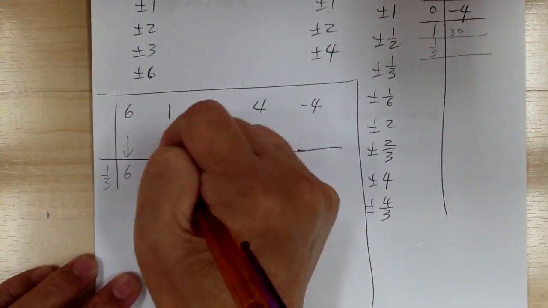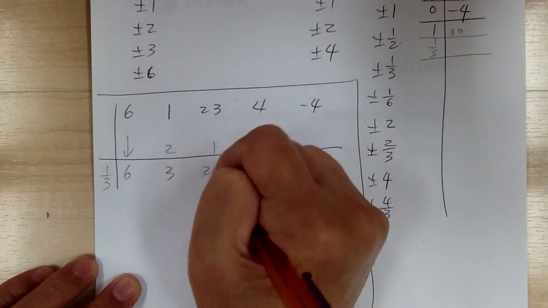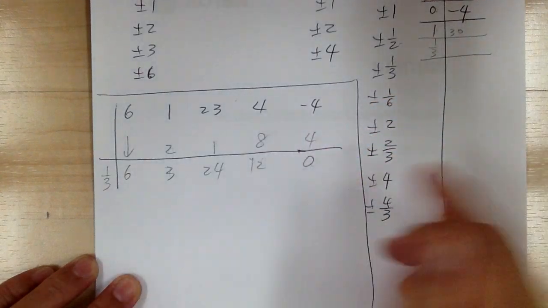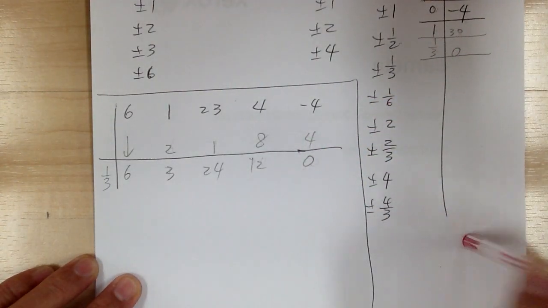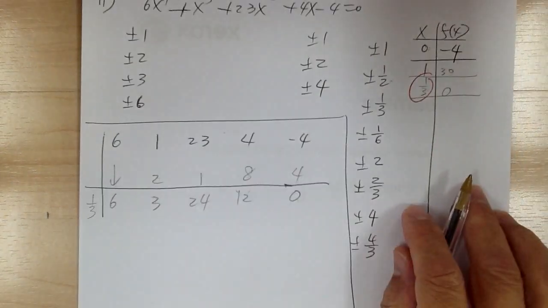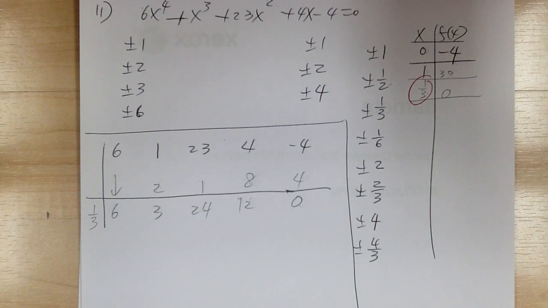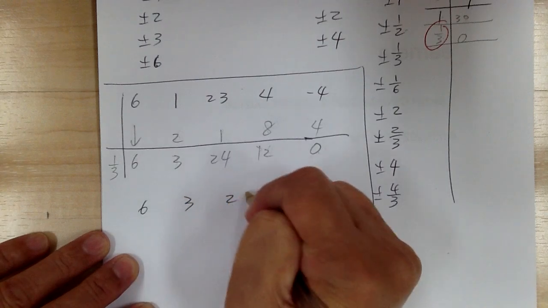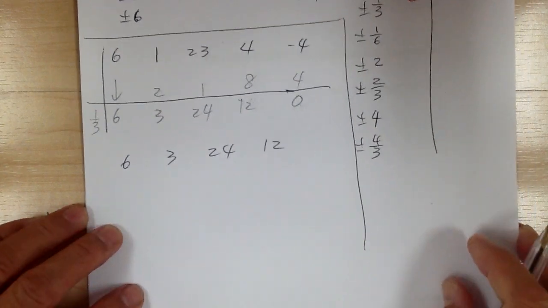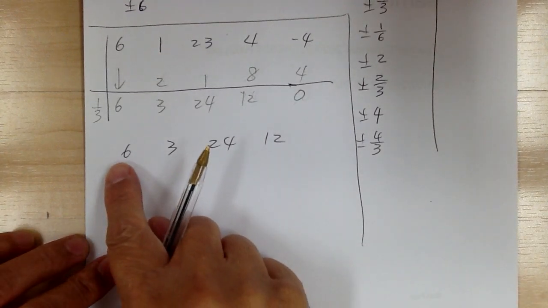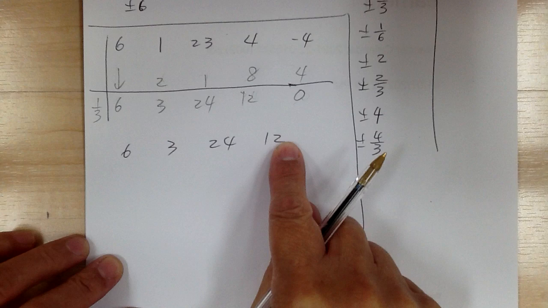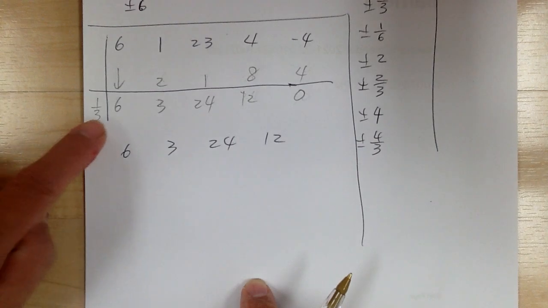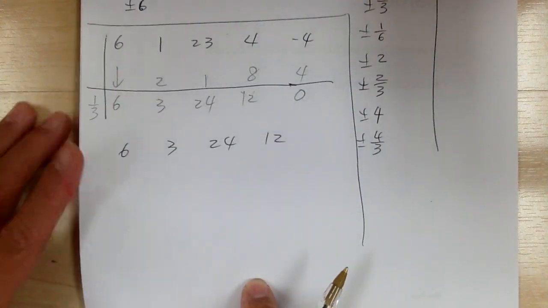So I'm going to try 1/3: drop, multiply, add, multiply, add, multiply, add, multiply, add. Okay, so it works. We got one answer right over here. Now don't start all over; you want to continue from here. So you're going to get 6, 3, 24, and 12. If you notice the ratio, this is twice as much as this, and this is twice as much as this. So the ratio is 2 to 1, 2 to 1. That means it's factorable, so I don't want to try all different numbers again. Since it's factorable, I'm going to do the factoring.